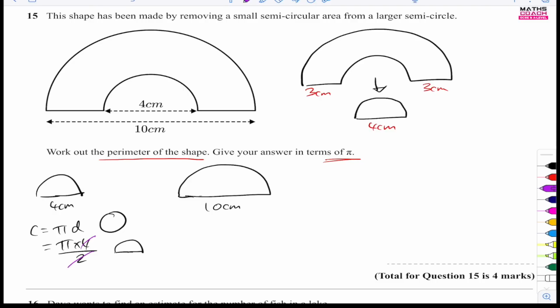And then if you simplify that, you can cancel out the 4 and the 2. That ends up being 2 pi. So the small one's circumference, if you want to call it that, or the arc length really, is 2 pi.